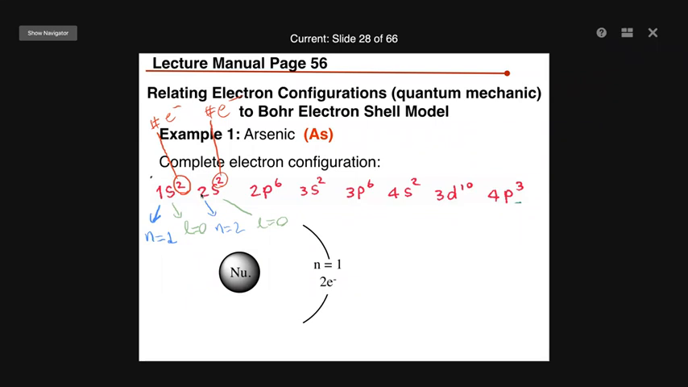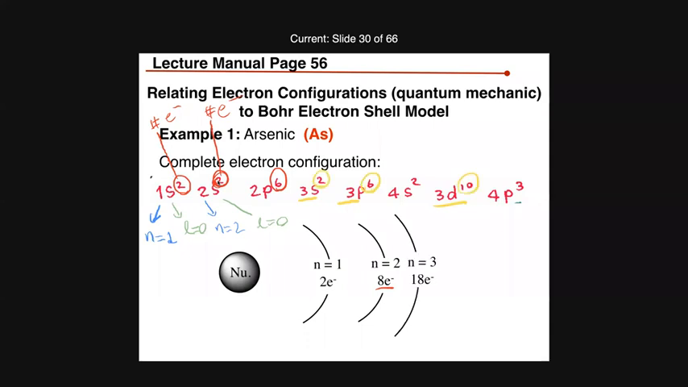When you have n equal to 2, you probably notice there are two of them, 2s and 2p. These are in the same main energy level but in different subshells. So n equal to 2 ends up with 8 electrons total, because you add the 2 electrons from 2s and 6 electrons from 2p. If you do the same for the next layer, n equal to 3, you have 3s, 3p, and 3d. Adding the electrons, 2 plus 6 plus 10, you get 18 for n equal to 3 for arsenic.